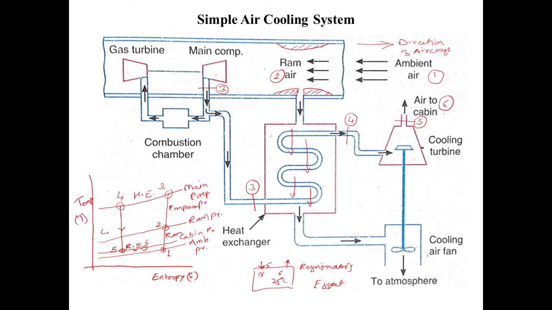This is nothing but the turbine. Instead of expansion I will write cooling turbine. Now you see, 1 to 2 is the ramming, which is isentropic. 2 to 3 is isentropic compression. 3 to 4 is the heat exchange process in the heat exchanger. 4 to 5 is the expansion in the cooling turbine, and 5 to 6 is the refrigerating effect produced over here. So this is basically the ideal cycle.